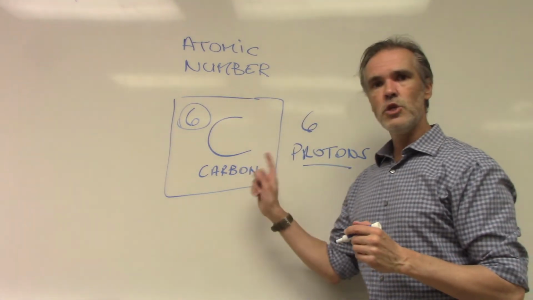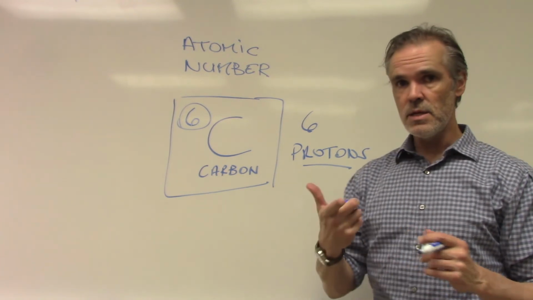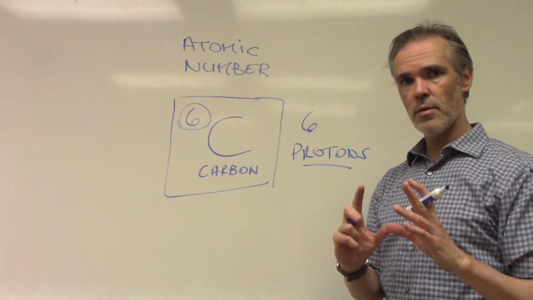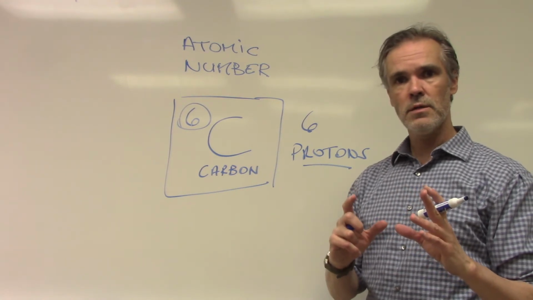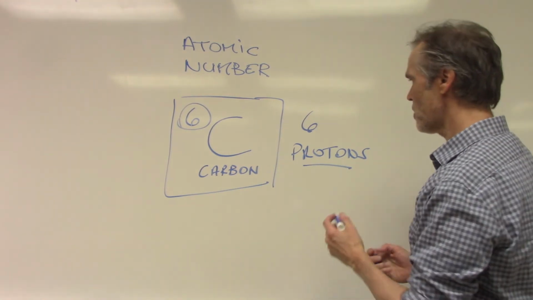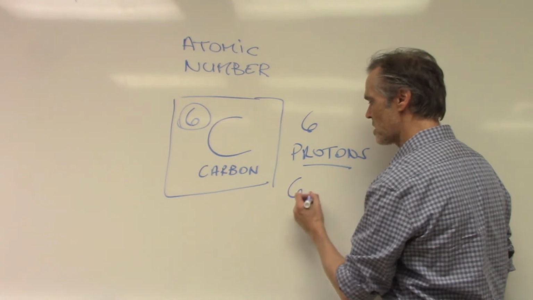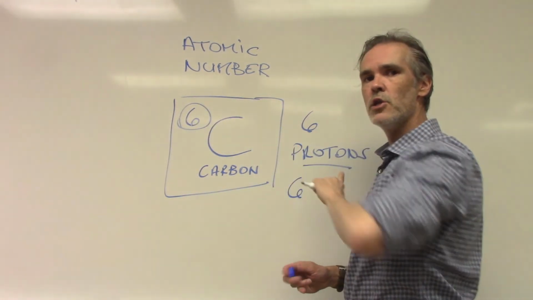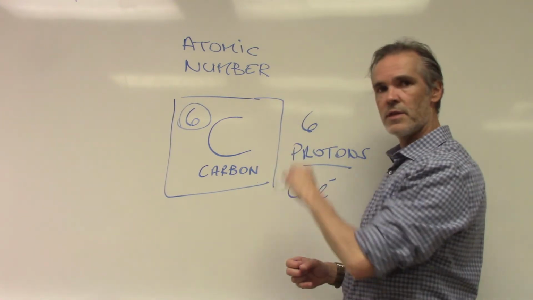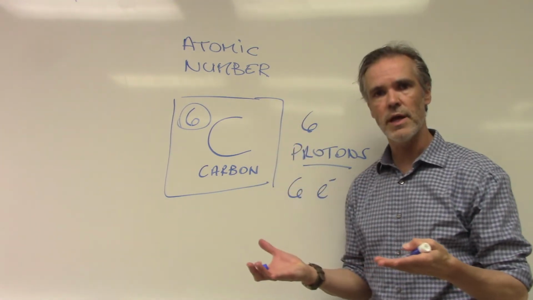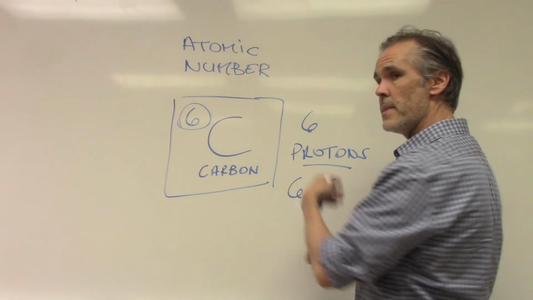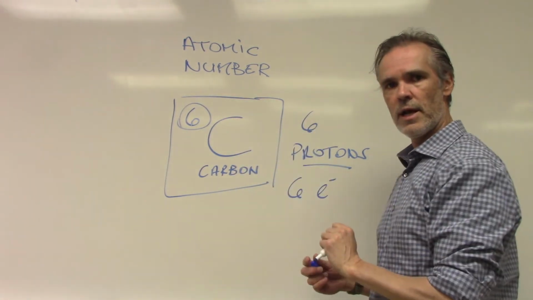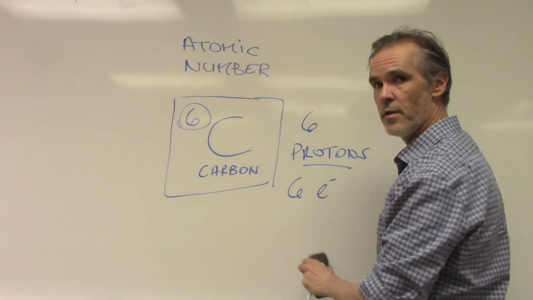If this is a neutral atom, how many electrons should we have? If it's neutral, right? Think about it for 2 seconds. 1, 2, yes, of course, we would have 6 electrons because it's neutral. Now, this number here doesn't tell you about the electrons. It tells you about the protons, but if we know that it's a neutral atom, there should be as many protons as there are electrons. So that's an important thing.